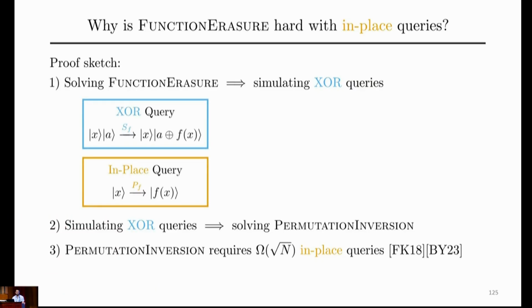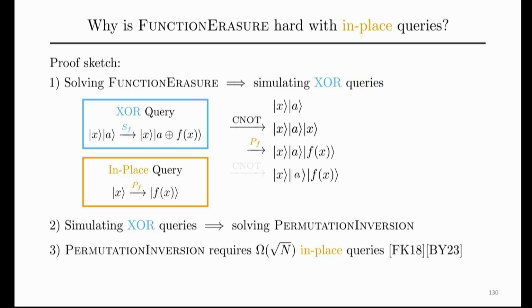And so this first step we can do right now. It's pretty simple. What we do is we start off with the initial state of an XOR query. We can introduce an auxiliary register initialized to 0. We can XOR the first register into the third register. Then we can apply our in-place oracle to the third register to get f of x. We can XOR that f of x into the second register. And now we're almost at the point where we've simulated an XOR query. The last thing we need to do is function erasure in order to get rid of that auxiliary register. And so here, if we have a subroutine that does function erasure with just one additional in-place query, we can simulate an XOR query.